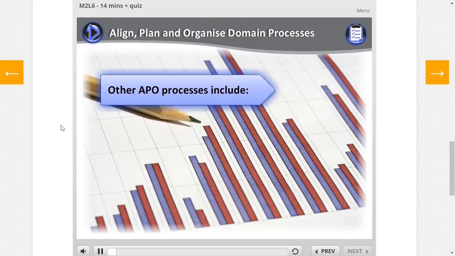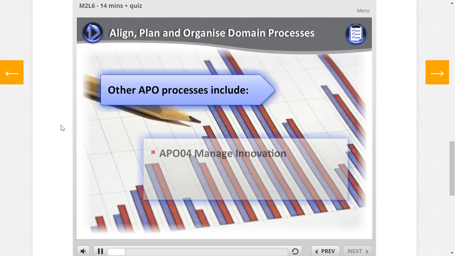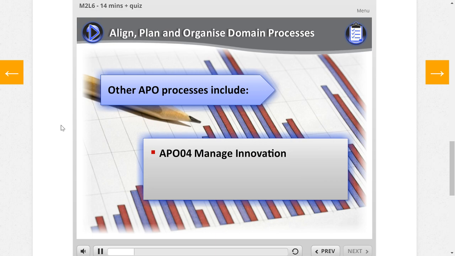Other APO processes are APO 04. Manage innovation. This is about exploiting new technology for the benefit of the enterprise, and in particular, using new technologies to develop innovative products and services.